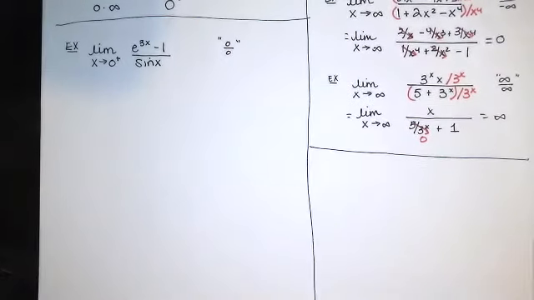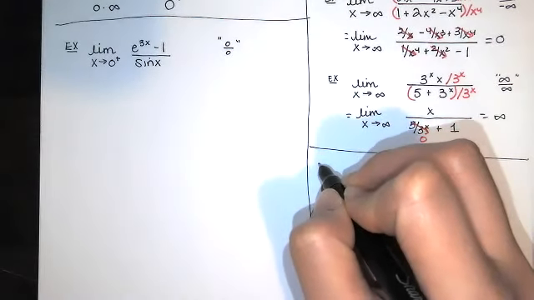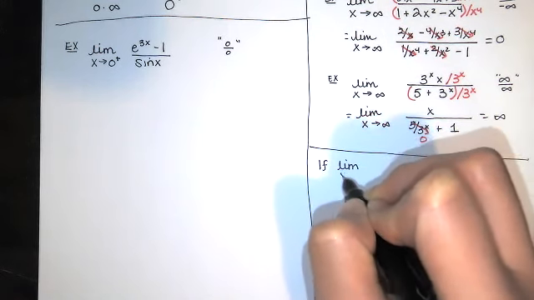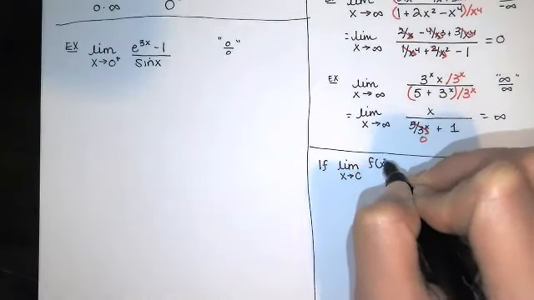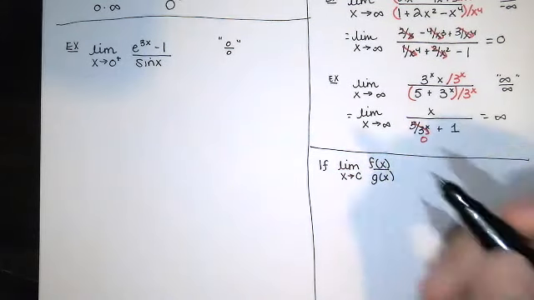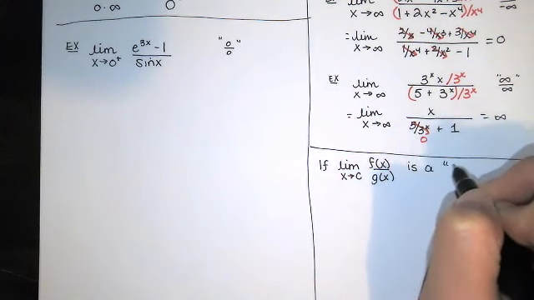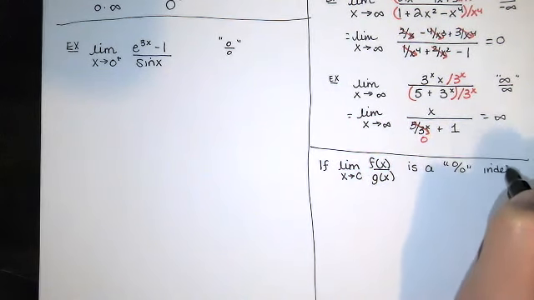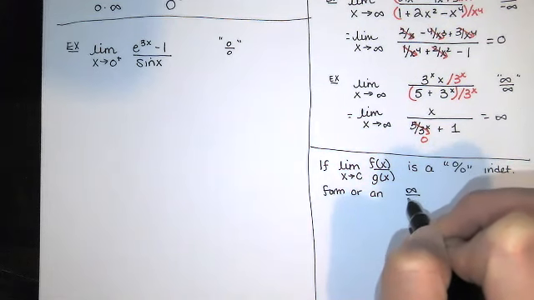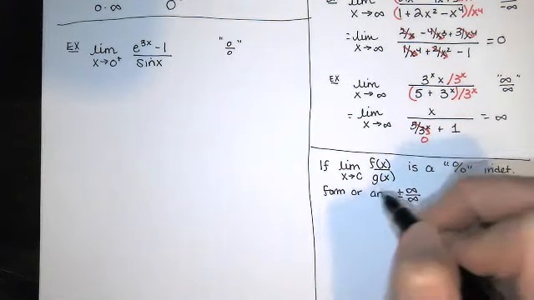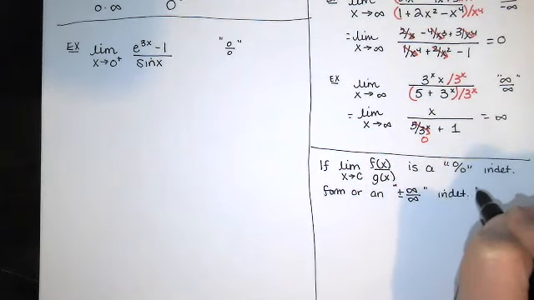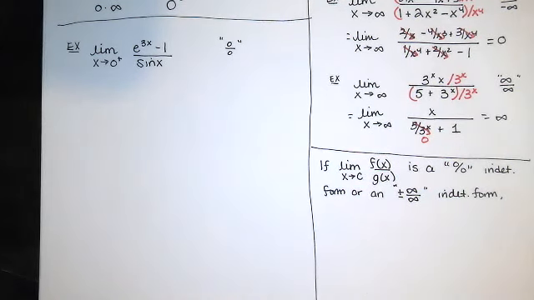If you have an infinity over infinity indeterminate form, so if we take the limit as x approaches c of f of x over g of x, and that is a 0 over 0 indeterminate form, or an infinity over infinity indeterminate form, and we really don't care about the sign, it's plus or minus infinity over plus or minus infinity as an indeterminate form, then the following is true.